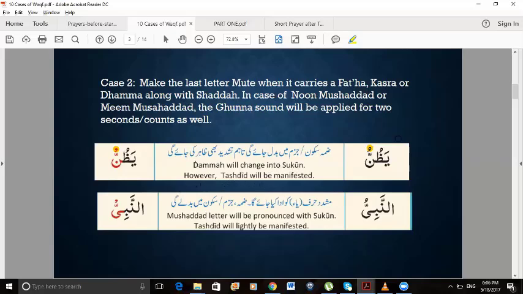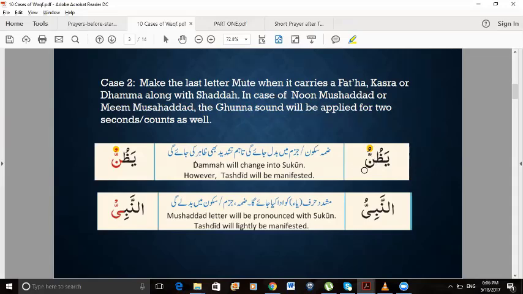Now the tashdid or the shadda is this, looks like a little W. What happens is that it will be manifested, so this will still be pronounced. In normal circumstances, without stopping, you would read this as yazunnu. So this shadda means that you have to join the previous letter to the noon with force. Okay, this is what the shadda means.